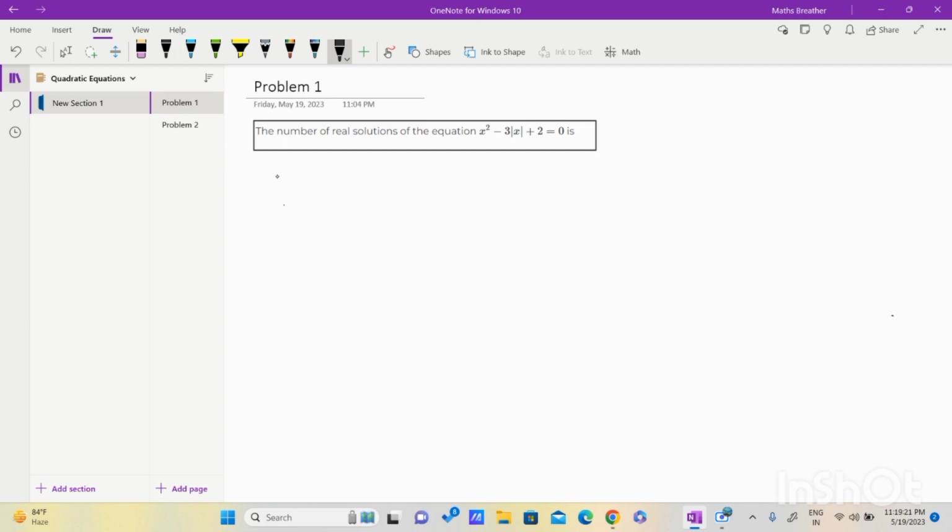The problem here in this question is how to deal with mod x. Now, mod x, what kind of function is mod x? Mod is an operator. This bar is called a mod. There's a variable inside, which is the variable x here. Now, this is called a mod function.